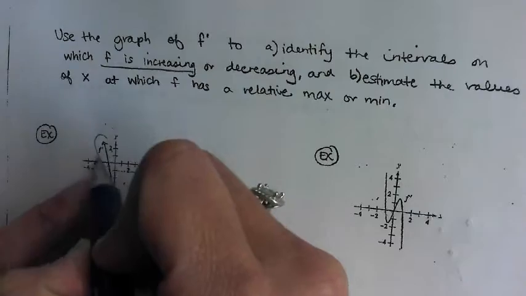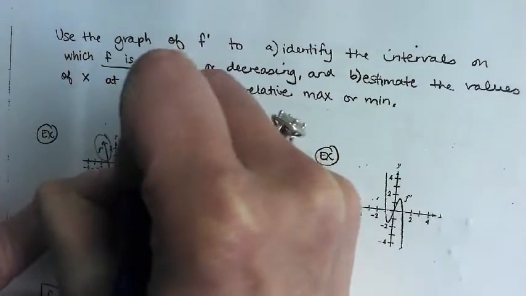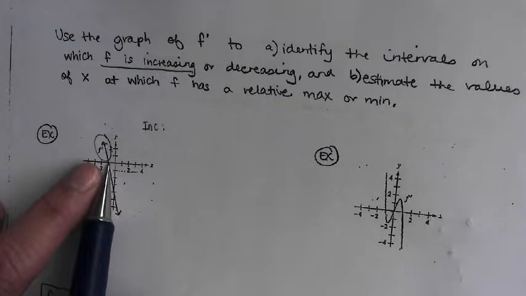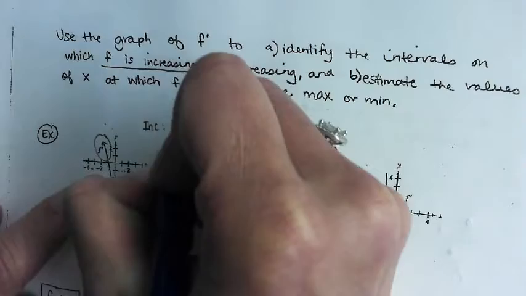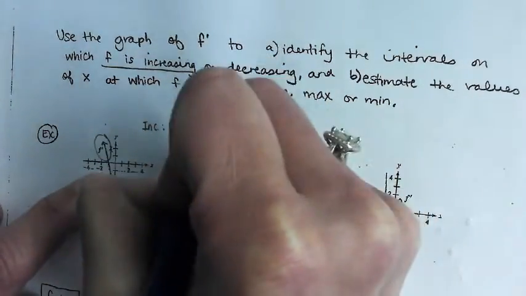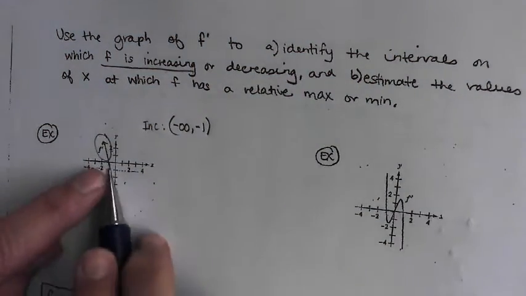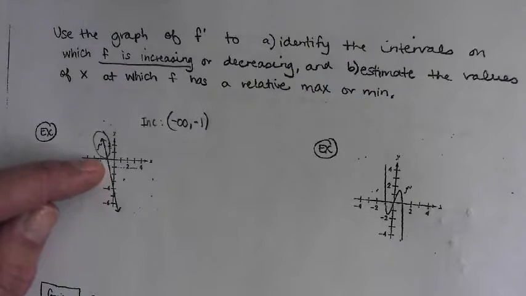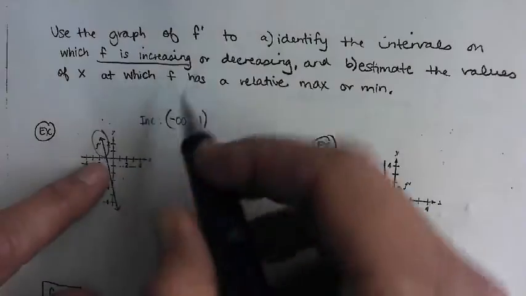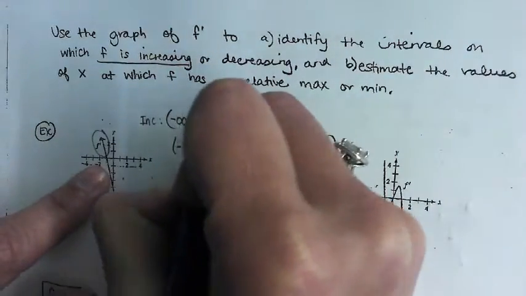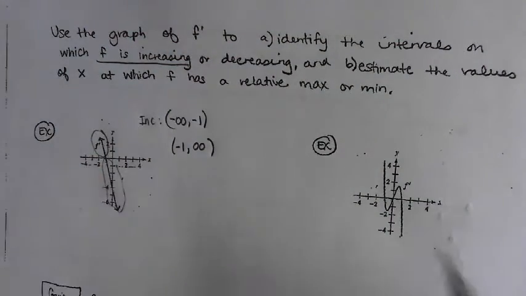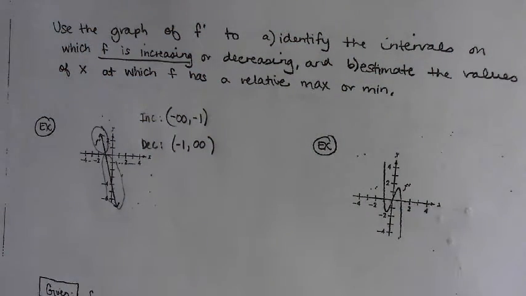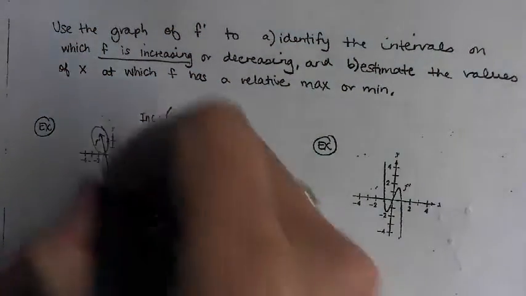This derivative is positive, which means the function itself is increasing from negative infinity up until negative 1. Right at negative 1, it's neither increasing nor decreasing, right? So it's probably a relative max or min is my guess. And then after negative 1, so from negative 1 to infinity, our derivative is in the negatives. If your slope is a negative, then you are decreasing. Estimate the values, so that would be part A.